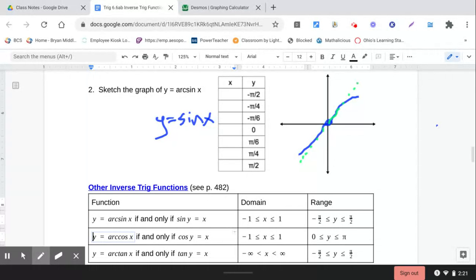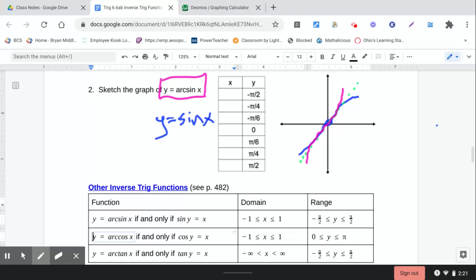So when we do that, this graph ends up looking something like this. Okay, and it just stops. It doesn't have asymptotes. Okay, so that's what the graph of arc sine looks like.